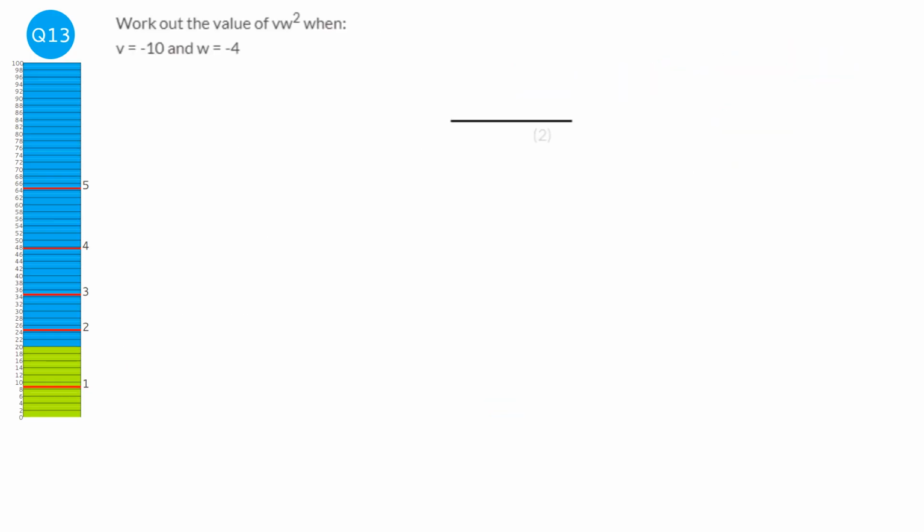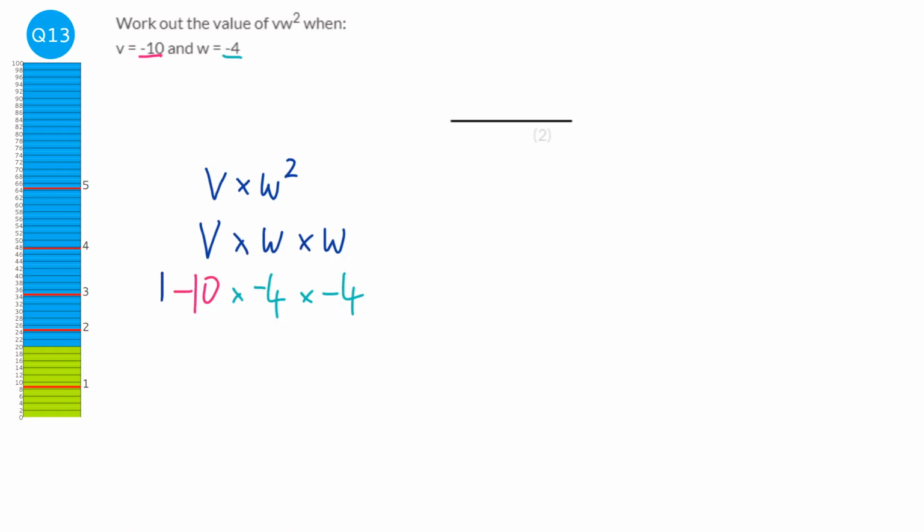Let's rewrite this expression, but with a times sign in, so v times w squared. Now w squared just means w times by itself, so we can rewrite that as v times w times w. Okay, so we know v is minus 10, so minus 10. And we know w is minus 4, so it's times minus 4 times minus 4. Okay, so when you multiply, it doesn't matter which order we do it. So what I'm going to do is I'm just going to do these ones first, and I'm going to ignore that times minus 4 at the end.